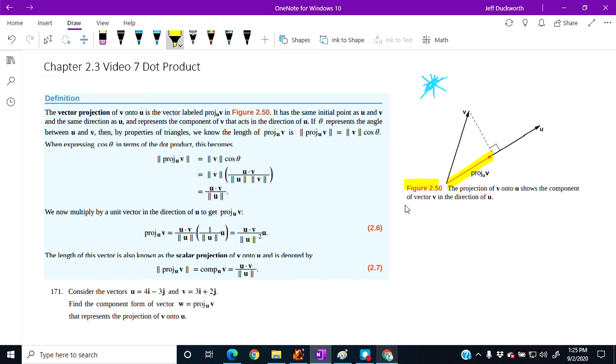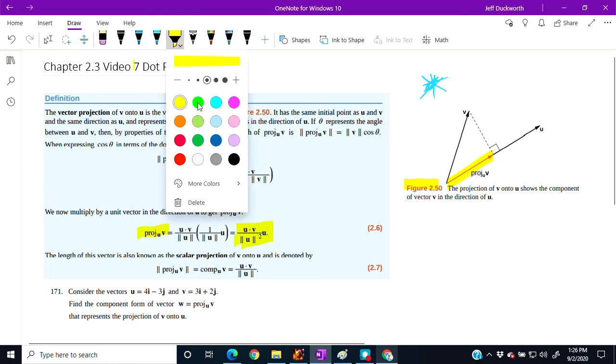And if V were longer than U, then the shadow would be cast longer. And if we were going U onto V, it would certainly go longer than our V. Now, ultimately, the formula you probably want to use for that is this one right here. So that equals this. So if you think about it, you've got projecting V onto U, so it's going to have this same direction as U.